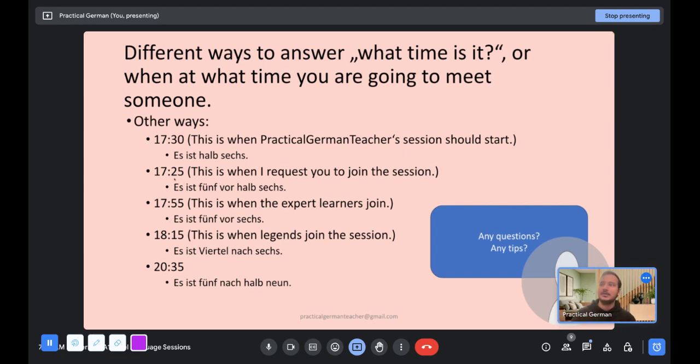Okay, this one please read. "Es ist fünf vor halb sechs." Right, so vor means before. 17:25 is 5 minutes before 5:30, and 5:30 is halb sechs. So you have to say five before halb sechs. You don't actually have to say "es ist." Normally people just give the time: fünf vor halb sechs.